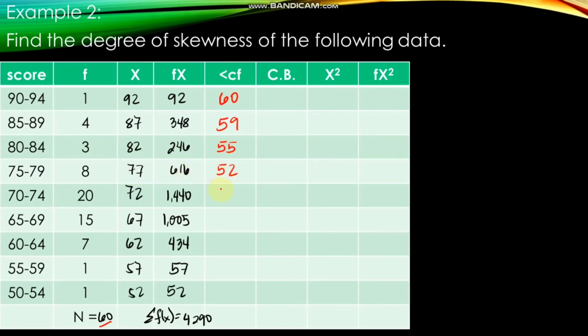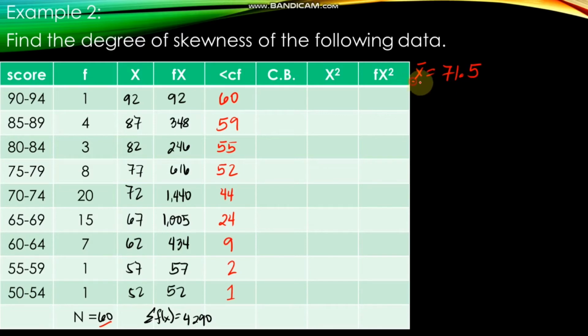52 minus 8 is 44. 44 minus 20 is 24. Then 24 minus 15 is 9. 9 minus 7 is 2. 2 minus 1 is 1. So those are the values of the cumulative frequency. Our mean earlier is 71.5.